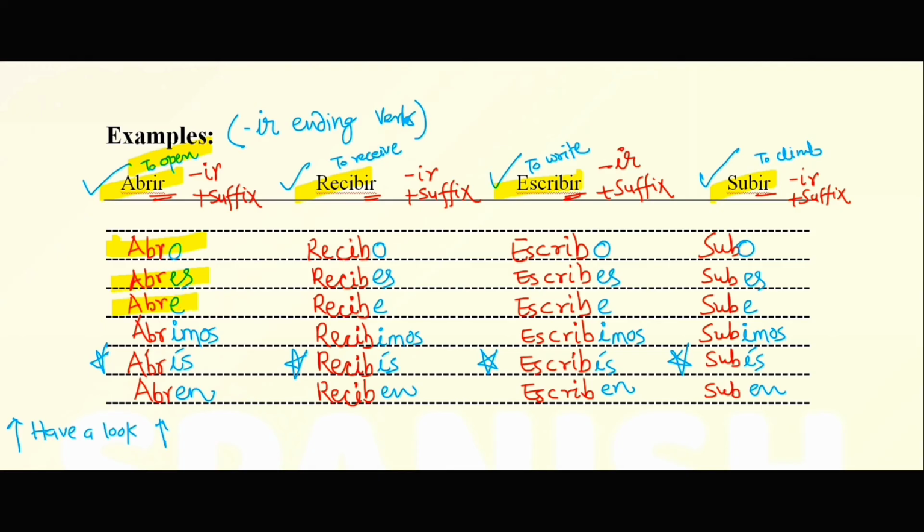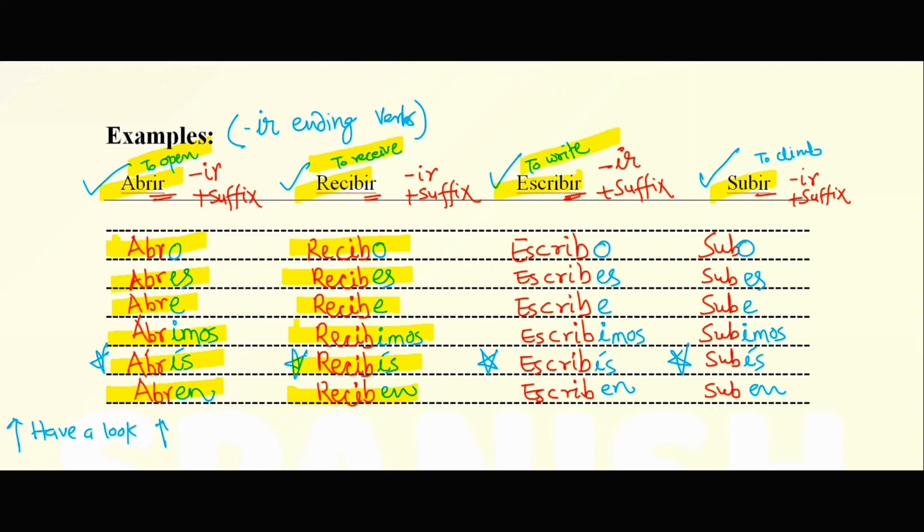Abres, you open. Abre, he, she opens. Abrimos, we all open. Abrís, you all open. Abren, they all open. Recibir means to receive. Recibo, I receive. Recibes, you receive. Recibe, he, she receives. Recibimos, we all receive. Recibís, you all receive. Reciben, they all receive.